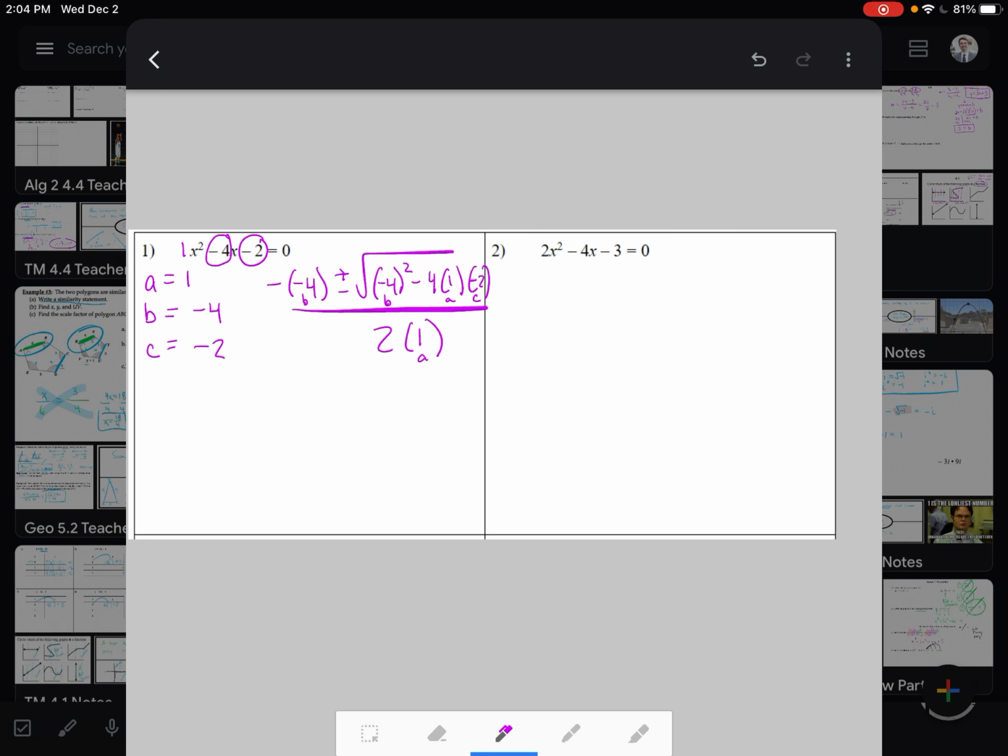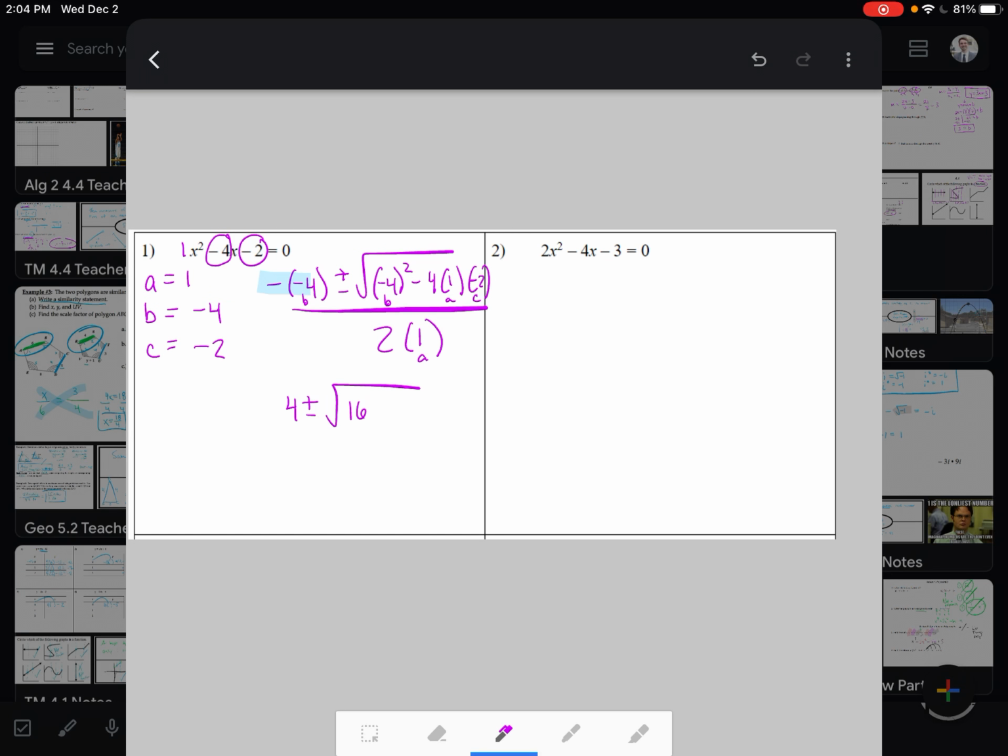So now that we've done that, we can start evaluating using PEMDAS. Things like double negatives become a positive, so we'll have +4 on the outside, plus or minus the square root. -4 squared is -4 times -4, that's just +16. And then we can punch all these into the calculator at once.